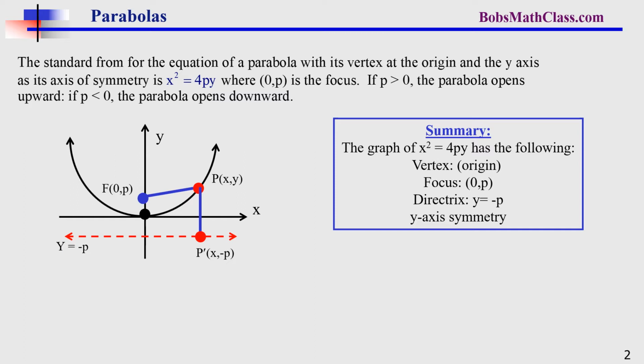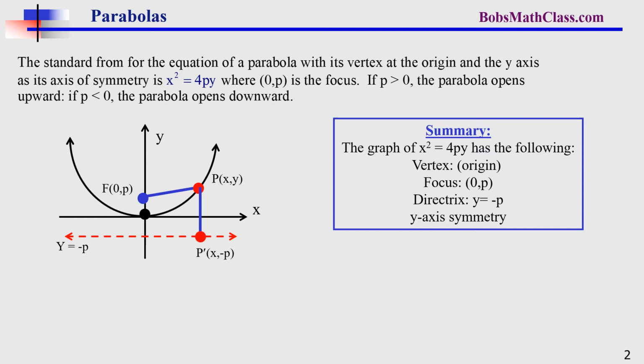Okay, so here's the formula, the standard form, which is x squared equals 4py. Its vertex is at the origin, and the y-axis is its axis of symmetry, so that just means it's the same on both sides of the y-axis. (0, p) is the focus. Okay, so that p comes from the formula. See how there's a 4p in front of the y? That's where we get the p from.